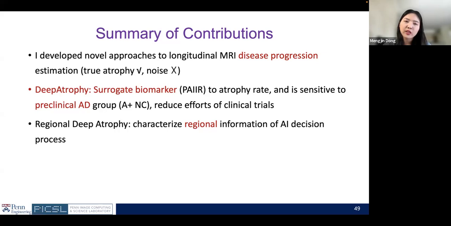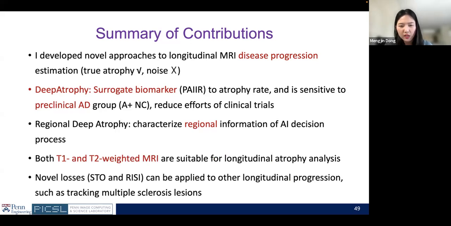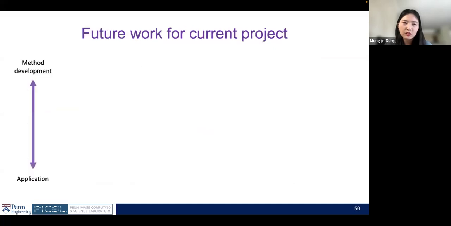Regional DeepAtrophy can characterize regional information of AI decision progress, and both T1 and T2 weighted MRI can be suited for longitudinal atrophy analysis. And we hope that these novel loss functions can be applied to other longitudinal progressions, such as tracking multiple sclerosis lesions.